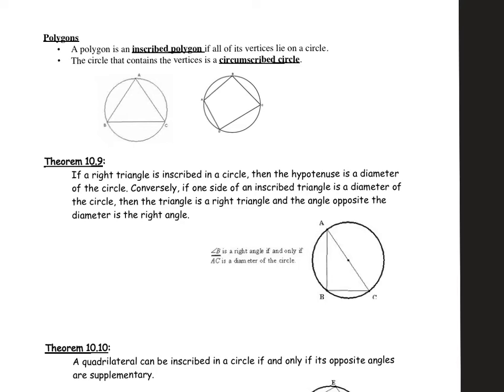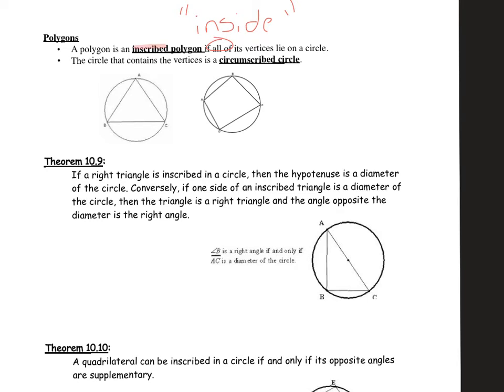Hopefully you remember. So a polygon is inscribed, remember, which kind of sounds like inside. So that helps me remember what inscribed means. Kind of sounds like inside. So it is inscribed if all of its vertices lie on the circle.